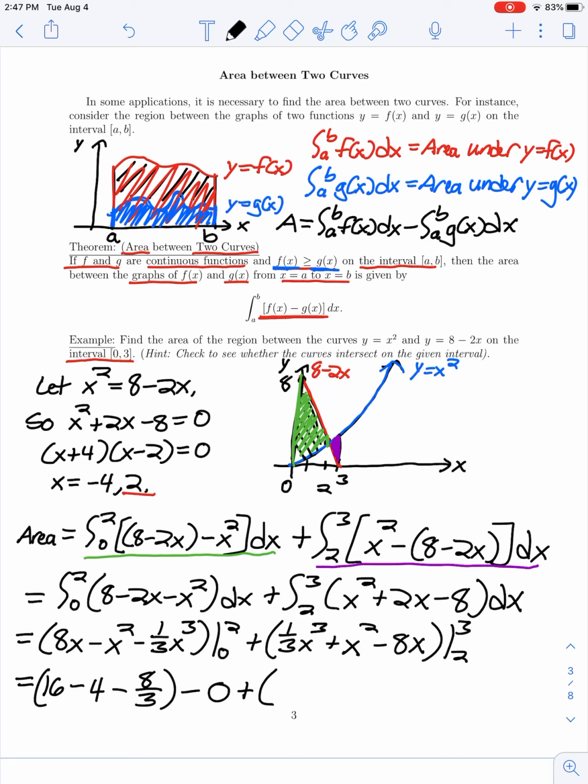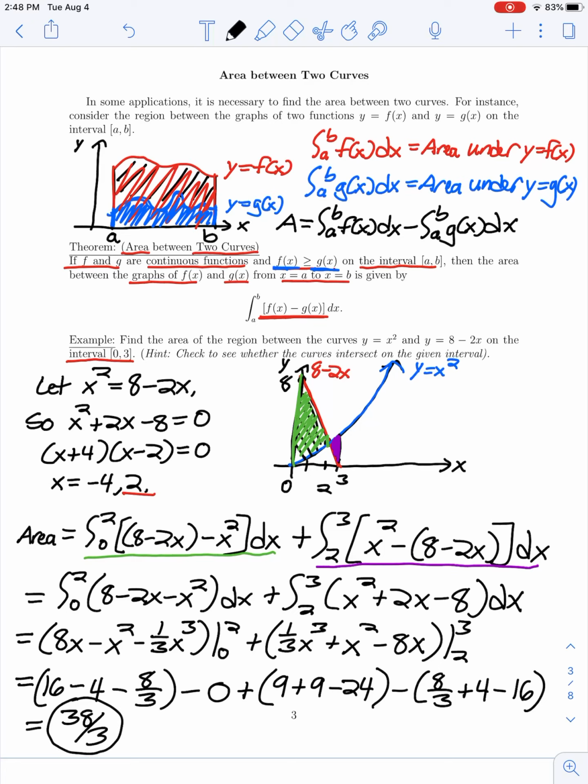Then we add, for our second integral, when we evaluate at x equals 3, we would have 9 plus 9 minus 24. And then we subtract what we get when we evaluate at x equals 2, which would be 8/3 plus 4 minus 16. So after some simplification, we are left with 38 over 3 for the area between those two curves over the given interval.